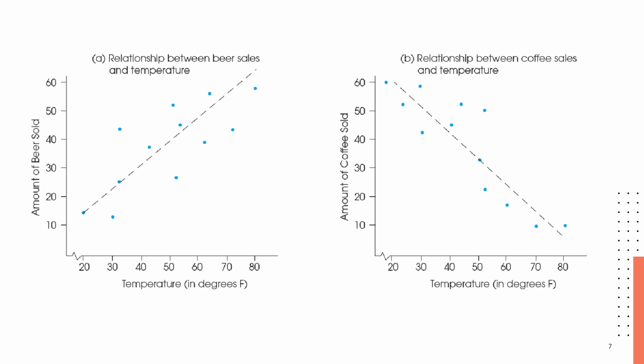Here are two scatter plots with hypothetical data. The one on the left shows a positive correlation between the amount of beer sold and temperature. And you can see that as temperature increases, beer sales increase. On the right, we have a negative correlation between the amount of coffee sold and temperature. As temperature increases, coffee sales decrease. You might be wondering about the line that goes through each graph. These are called trend lines and they give you a better sense of the relation, but we'll come back to that later in the chapter.